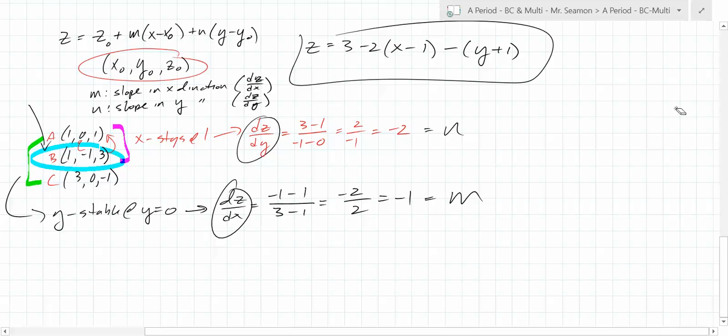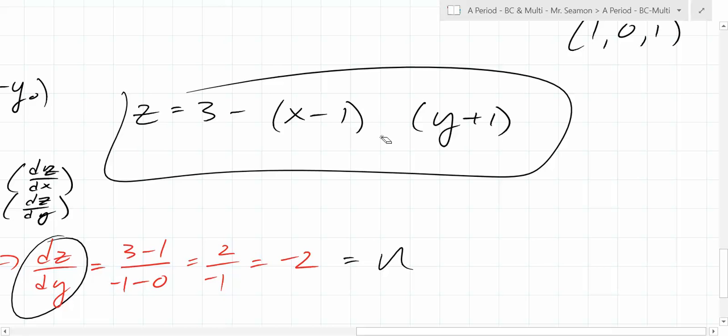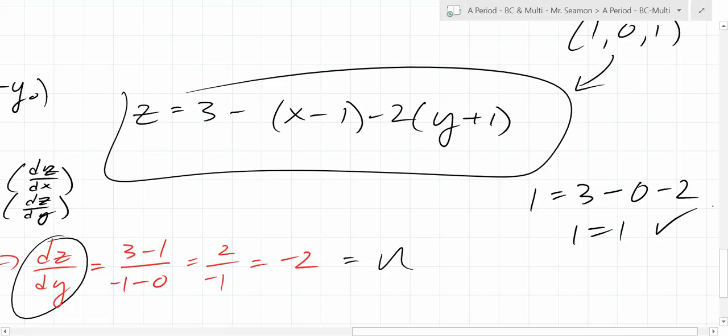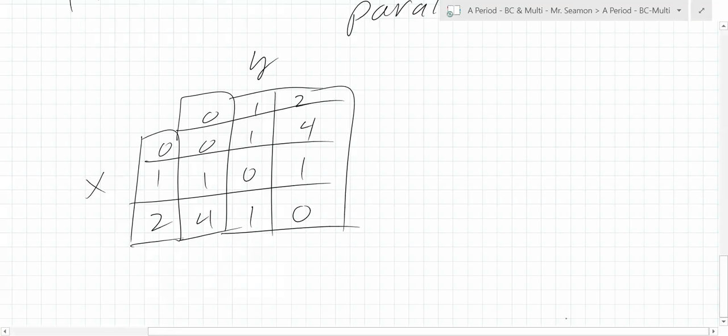So theoretically, let's clean this up here. It should be what? It's just that, and then what should this be? Minus 2. Now, does that work? Yeah, if you plug in 1, 0, 1, you get 1 equals 3 minus 0 minus what? Does 1 equal 1? Yay, it works. Okay, great. We just labeled it improperly. So if you find the rate of change of y, make sure it goes in front of the y's. Exactly. Nice.